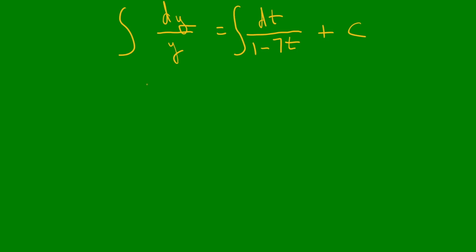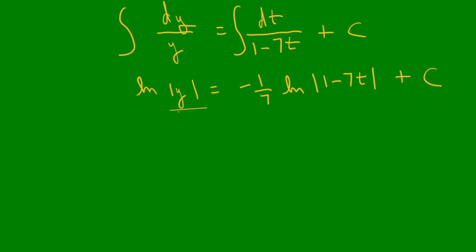Now observe that the antiderivative of 1 over y is the natural log of y. And then the antiderivative of 1 over 1 minus 7t is the natural log of 1 minus 7t times negative 1/7. Note that we put the variables inside an absolute value, since the domain of the log function is just positive numbers.